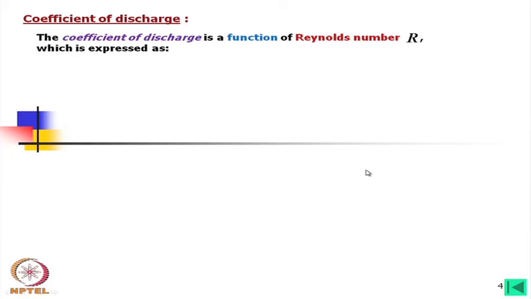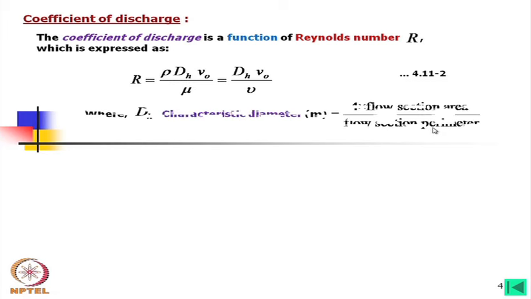Now, the coefficient of discharge is a function of Reynolds number. Reynolds number I discussed earlier, but we can recapitulate here. This is given by R, the Reynolds number, equals rho d_h V_0 divided by mu, or simply d_h V_0 by nu, where mu is the dynamic viscosity and nu is the kinematic viscosity, which is nothing but mu by rho, and d_h is the characteristic diameter. It is called the characteristic diameter.